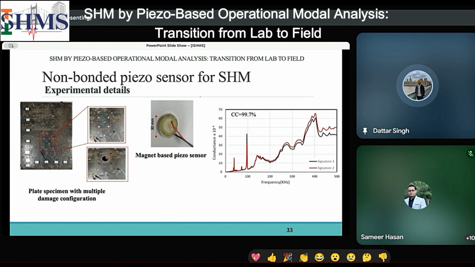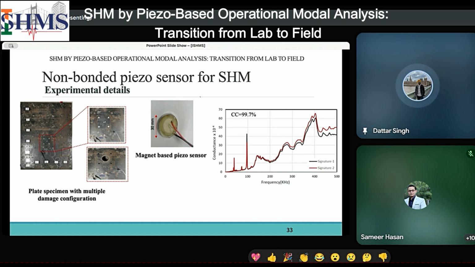Now, on this plate, different damage scenarios were created, one near the boundary, one at the center of the plate, and in the third damage state, both damage locations were created simultaneously. Damage state 1 corresponds to removing the cover plate, as shown in this figure, at the center of the plate. Damage state 2 corresponds to removing the plate close to the boundary, and damage state 3 corresponds to removing both the cover plates simultaneously.